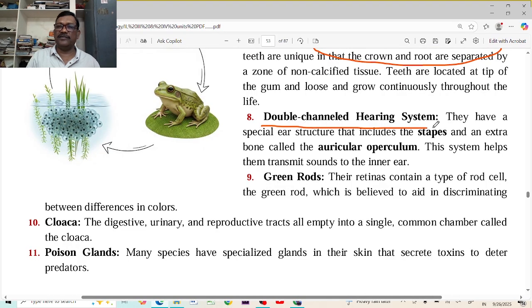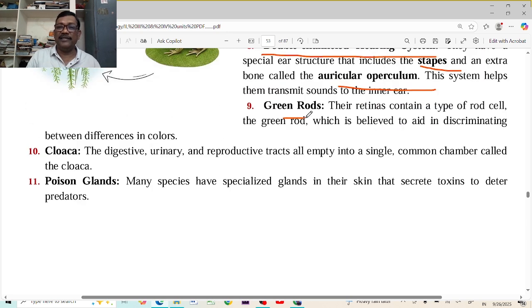Double channeled hearing system is another important character. Stapes is the bone present in them. Auricular operculum can obtain the sounds. In the eyes, green rods are present to identify colors even. But normally, many may say that only human beings can identify the colors, and the other animals do not. Some people may say that is wrong. Even butterflies or insects can see colors, but they see some other colors than we can see, and all the other animals can also identify different colors.